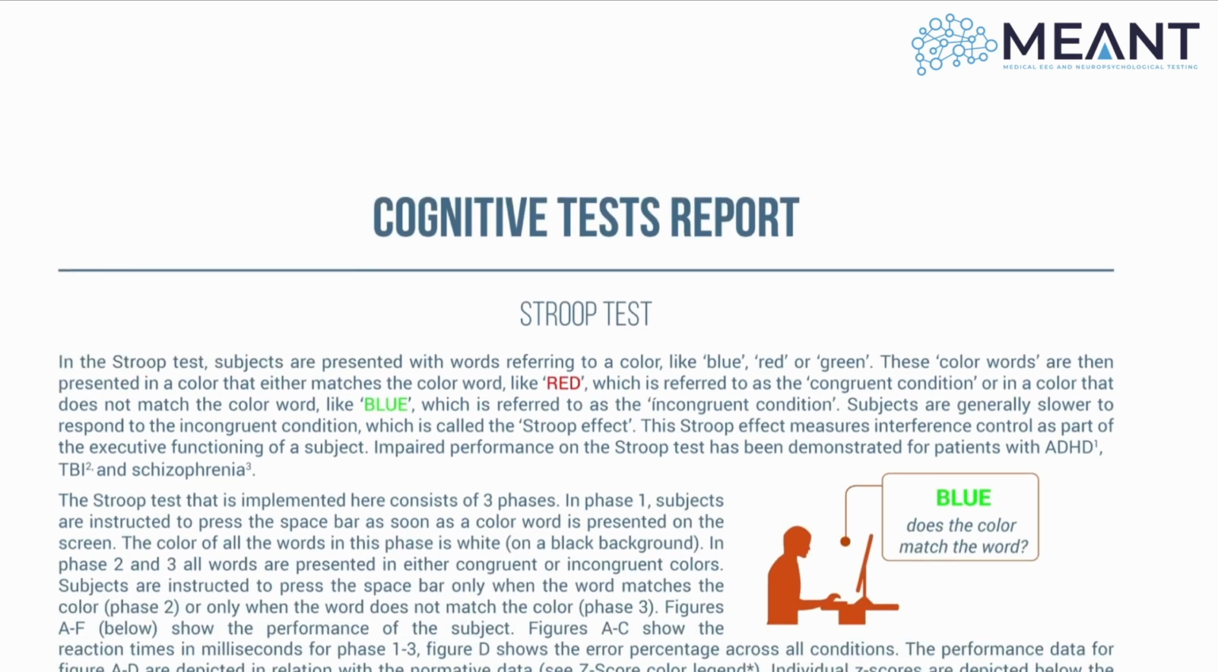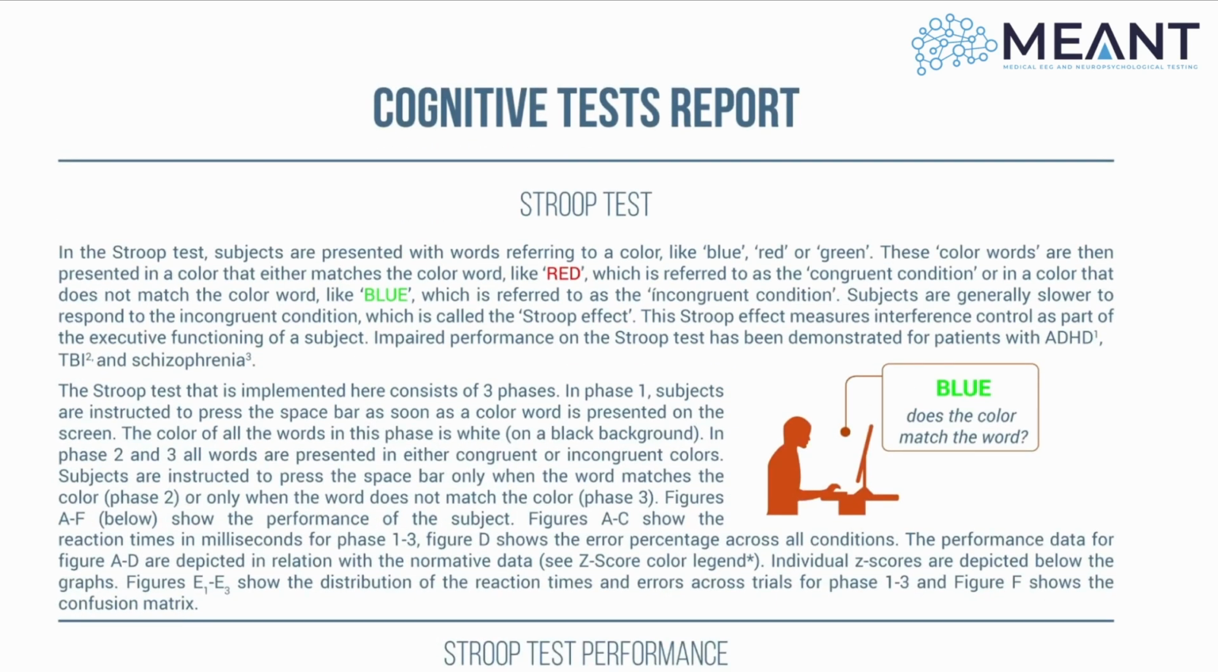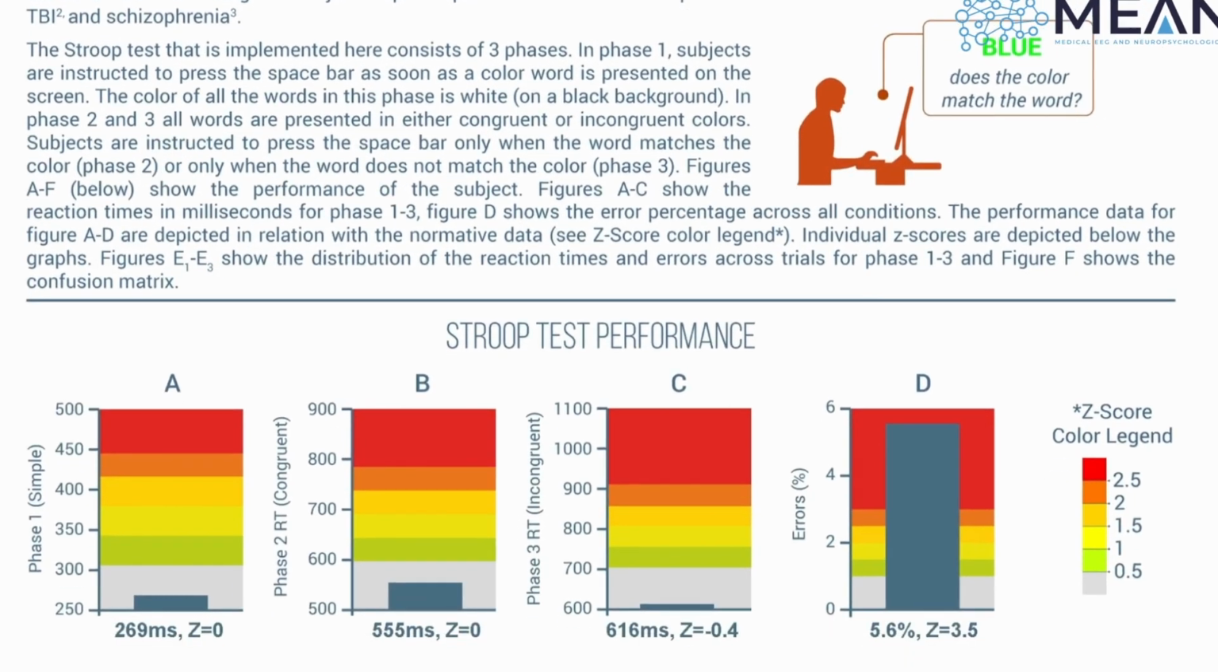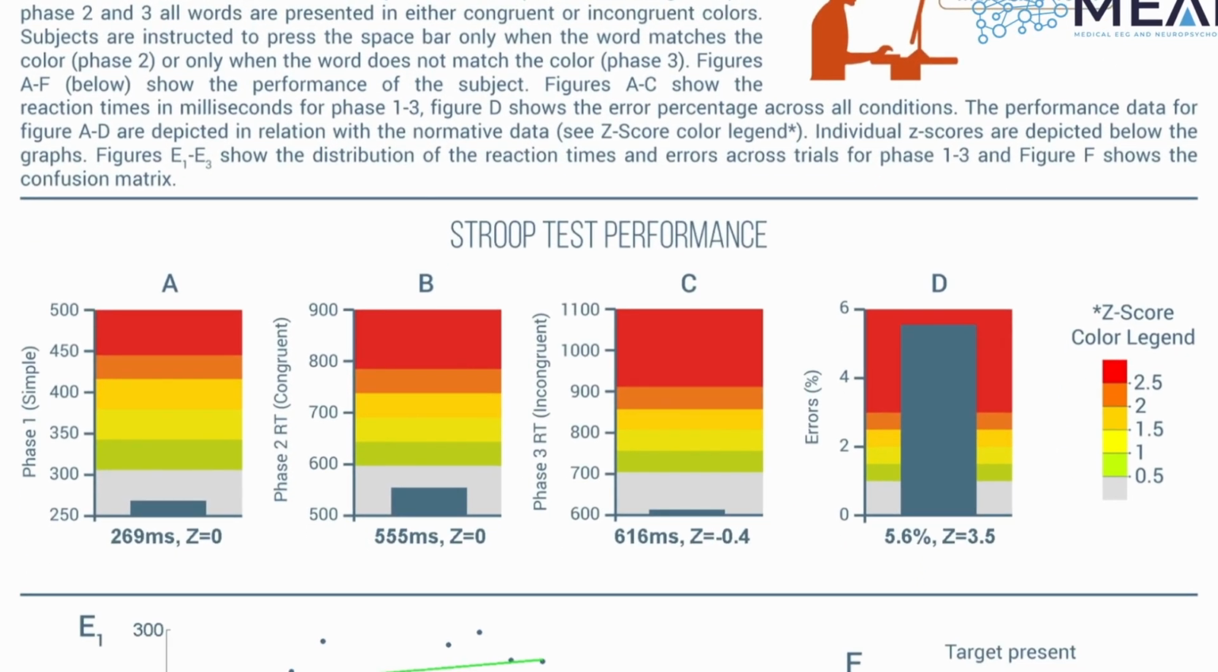Here is the result page for the Stroop test. The test and graphs are explained in the top part of the page. Let's zoom in on the first set of results. From left to right, these contain the average reaction time for Phase 1 on Figure A, where the ink color was always white and subjects just needed to respond to each color word with a simple button press.